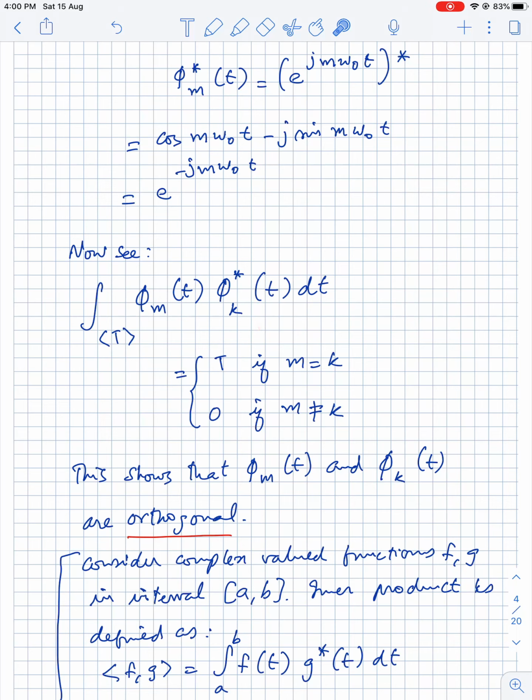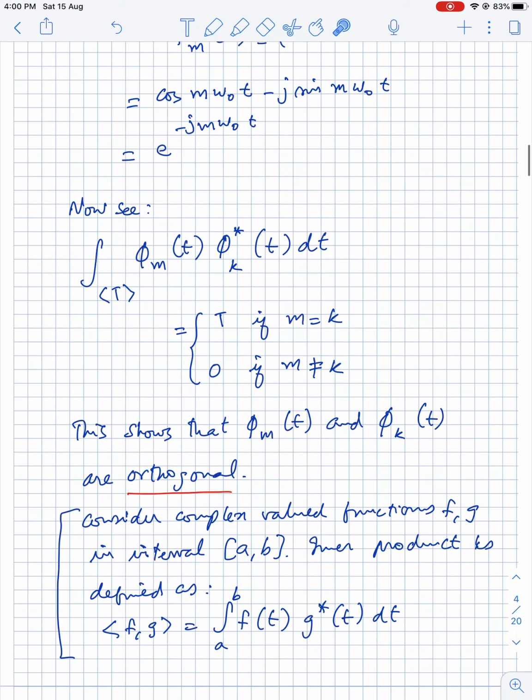When m is equal to k, this expression is equal to T, and if m is not equal to k, then this expression is equal to 0. So this particular operation is an inner product. I will explain that in a minute, but the inner product is a kind of generalization of the more familiar dot product.